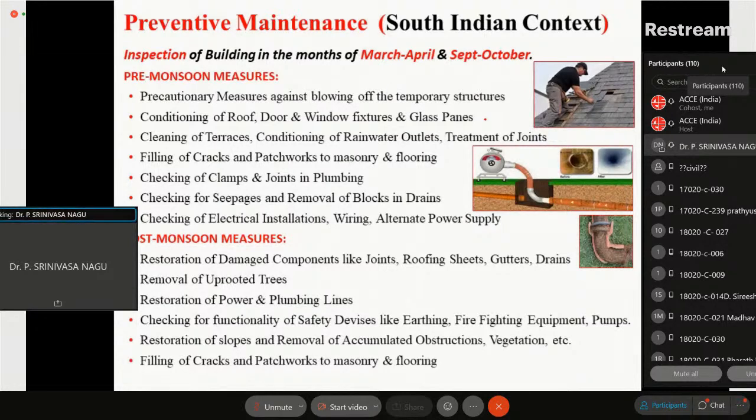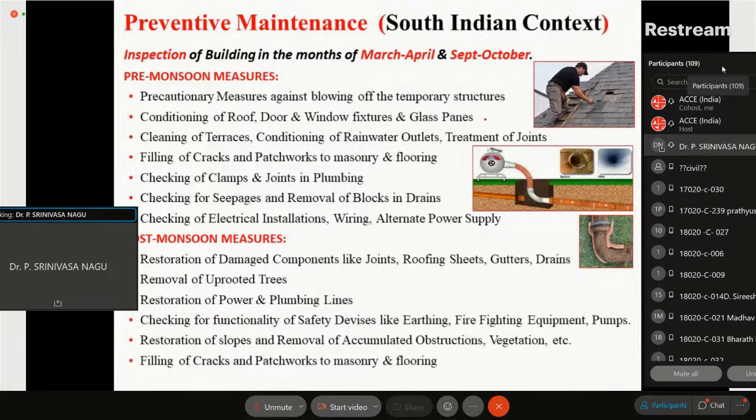Anyway, so restoration of power and plumbing lines, especially for big complexes, etc., we should have alternate power supply. Because power often goes with this monsoon problems or cyclones, etc., we should have better backup, because other problems also come into picture if we don't have power, right? So power is power, okay, electric power, right?